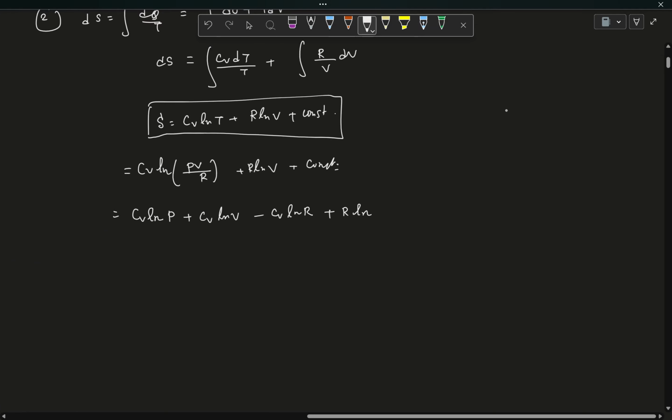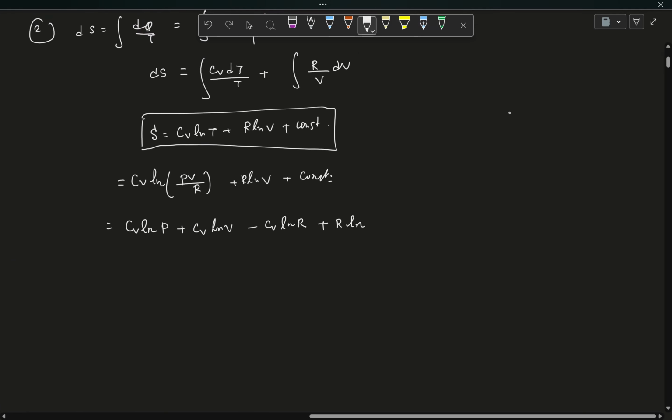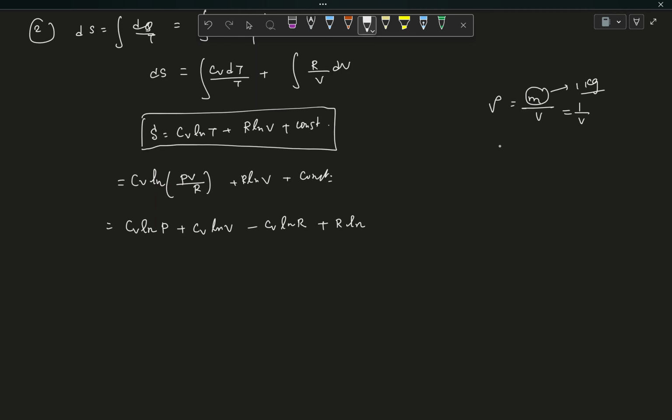Now here you can replace the volume in density terms. So you know that density rho, that is given in the question, is mass by volume, but nothing is mentioned about the mass in the question, so you take the mass as 1 kg. This is for simplification. If you take 1 kg, then simply rho is 1 by V, or V is equal to 1 by rho. So here, instead of V, put 1 by rho plus constant.